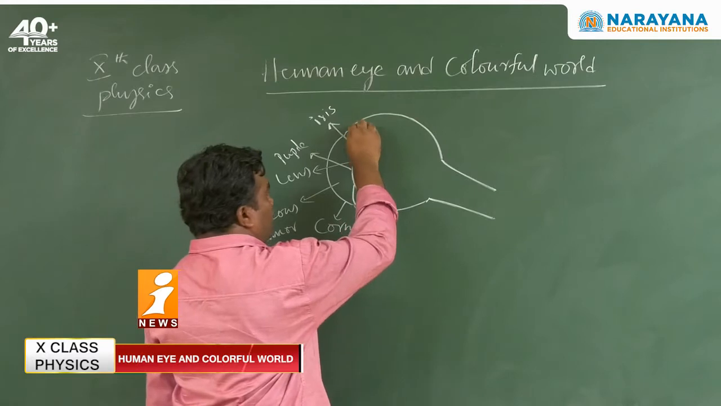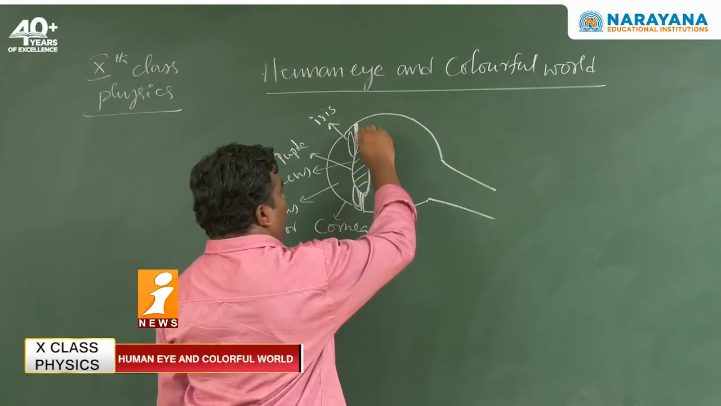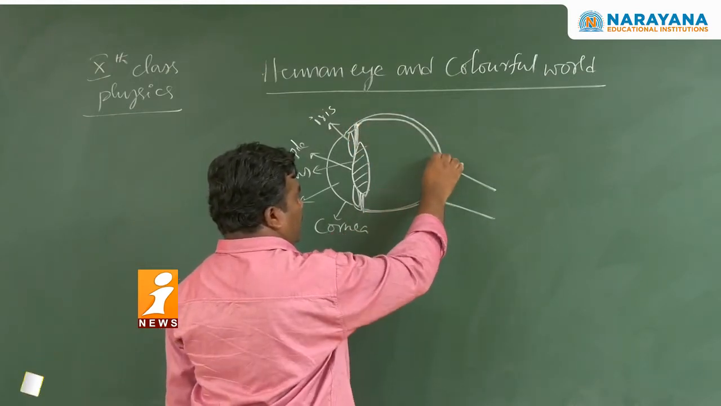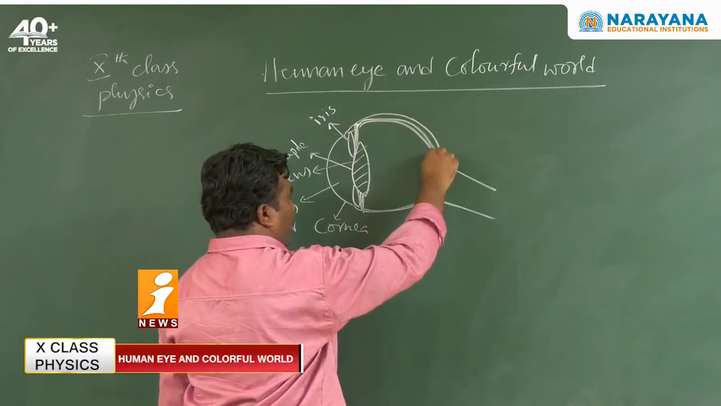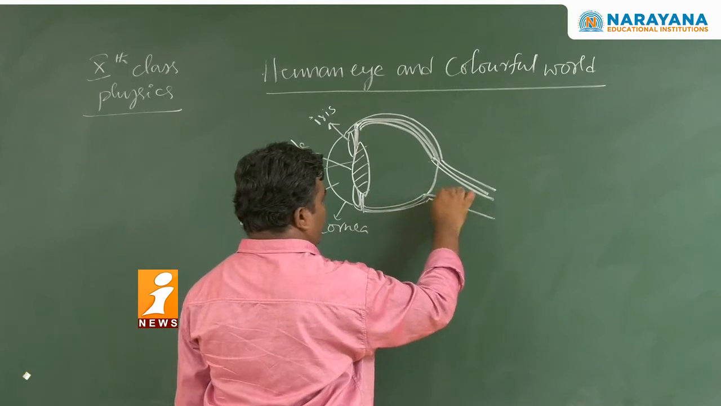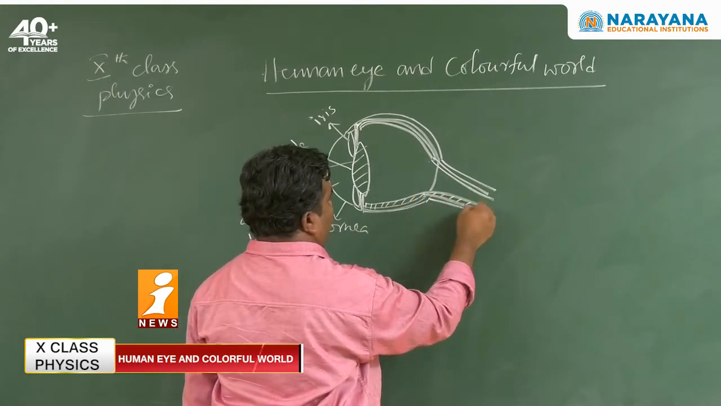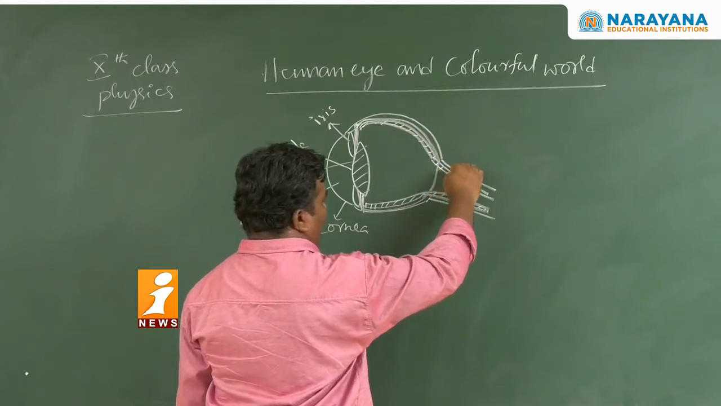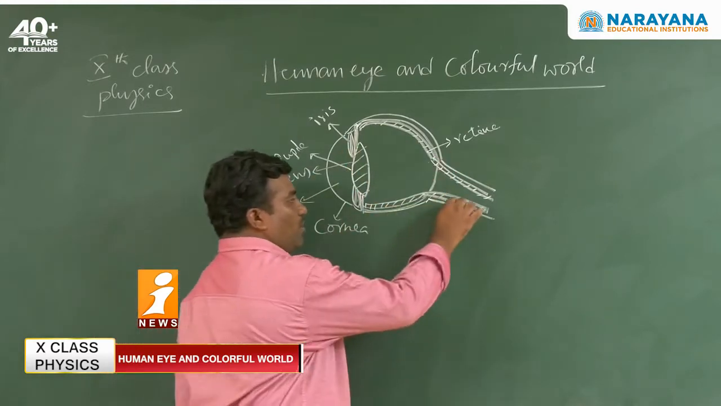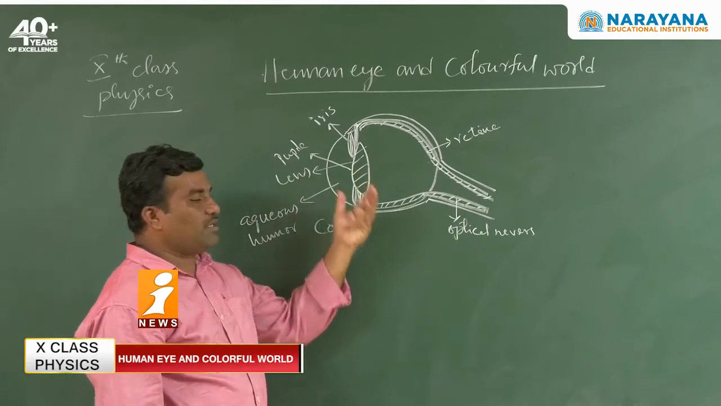Here you can observe the ciliary muscles, which are connected. We also have the retina, and these are all optical nerves. Next we can discuss the individual components.